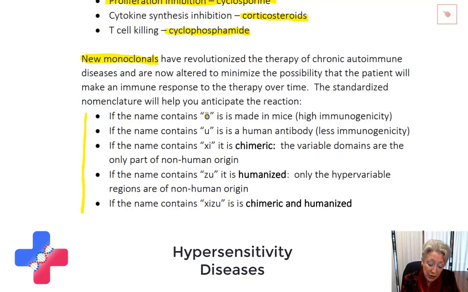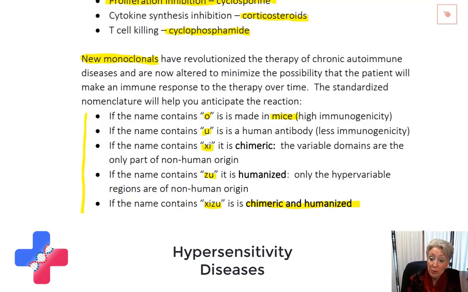And so each of these individual pairs or tetrads of letters in the middle of the word will tell you the source. The ones that are most likely to cause an immune response that would be deleterious would be the ones made in mice, entirely different species. When we get down to the ones that are both chimeric and humanized, notice there's only one part of that molecule that is foreign, and that is actually the idiotype.